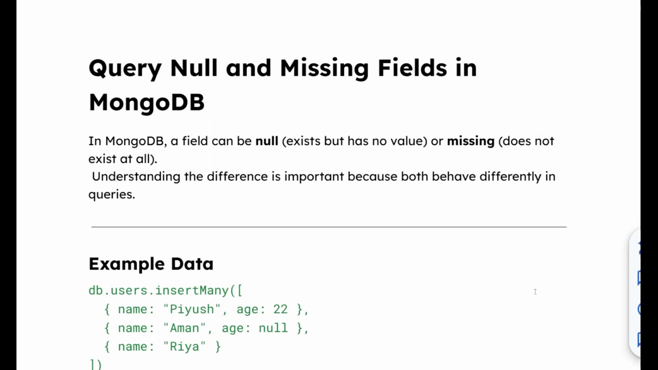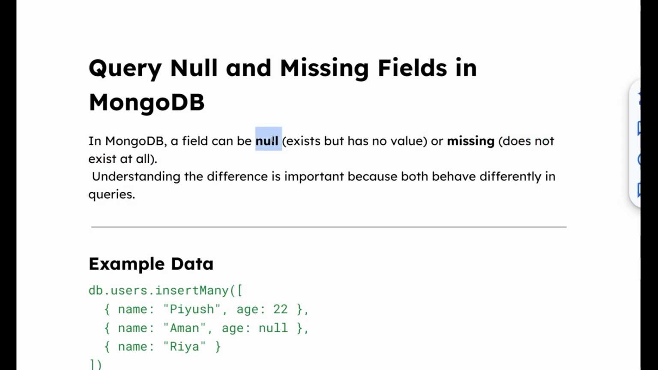Hey, hi everyone. In this video, we are going to learn how we query null and missing fields in MongoDB. Now, what is null? Null values are for a field which exists but doesn't have any value. Now, what is missing? Missing means that the particular field doesn't even exist at all.